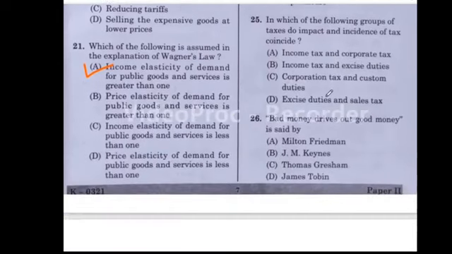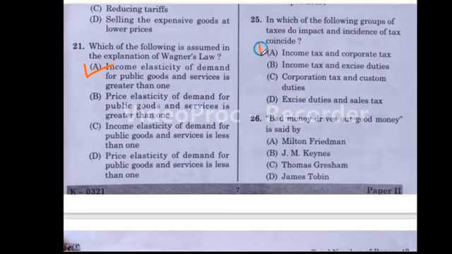Question number 25: In which of the following groups of taxes do impact and incidence of a tax coincide? Option A income tax and corporate tax, option B income tax and excise duties, option C corporation tax and customs duties, option D excise duties and sales tax. Yes, here the right answer is option A, income tax and corporate tax.